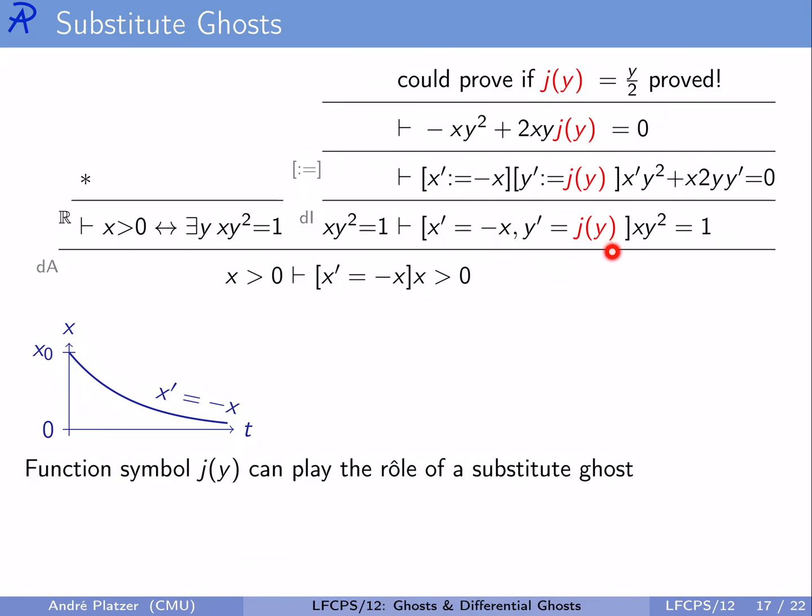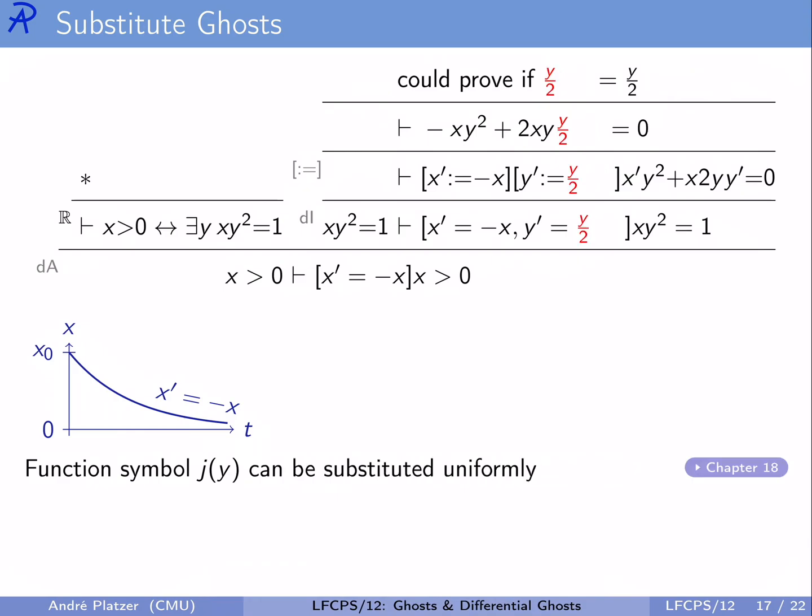because the right hand side is going to be a function of y, that's for sure, and then plug this in here and here and here everywhere, and then take the entire proof and say I could prove this if only I were to replace the function symbol j of y with y over 2, which you can actually substitute in uniformly, as we will see in the 18th chapter of this textbook.